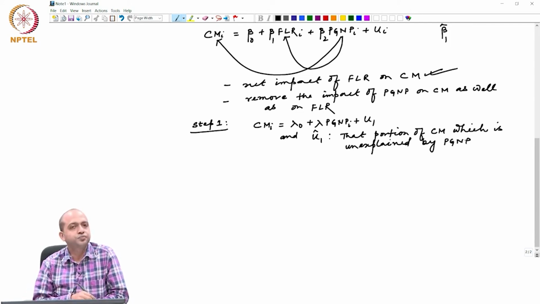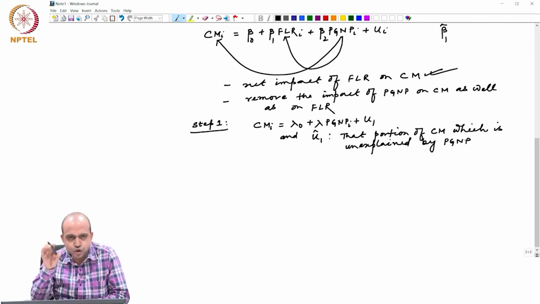That is all. Okay. So, that portion of CM which is unexplained by PGNP is basically captured by u1 hat. So, that means I can say u1 hat is nothing but the purified value of CM. It is also CM, child mortality rate only, but only after removing the impact of PGNP. PGNP will certainly explain certain portion of child mortality rate since we have included this variable in the model. So, you remove this by regressing.